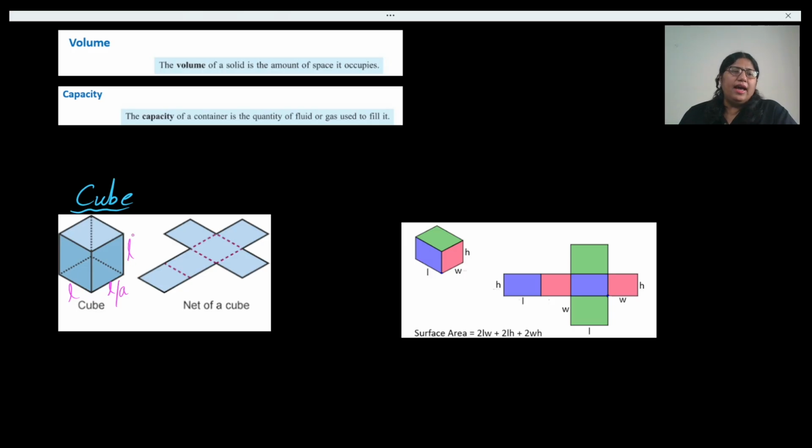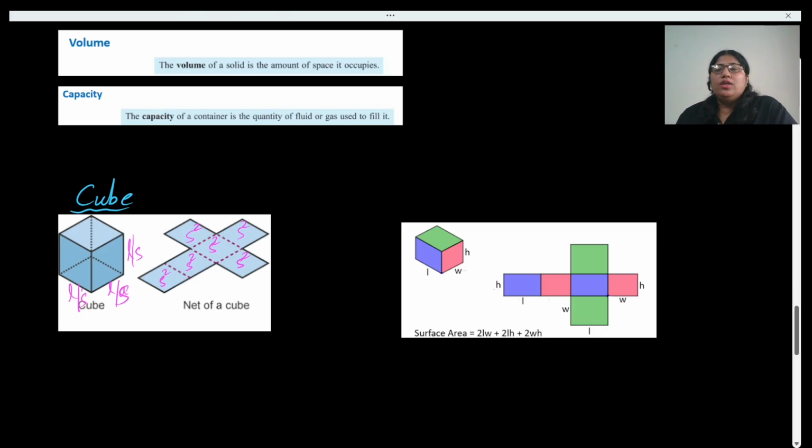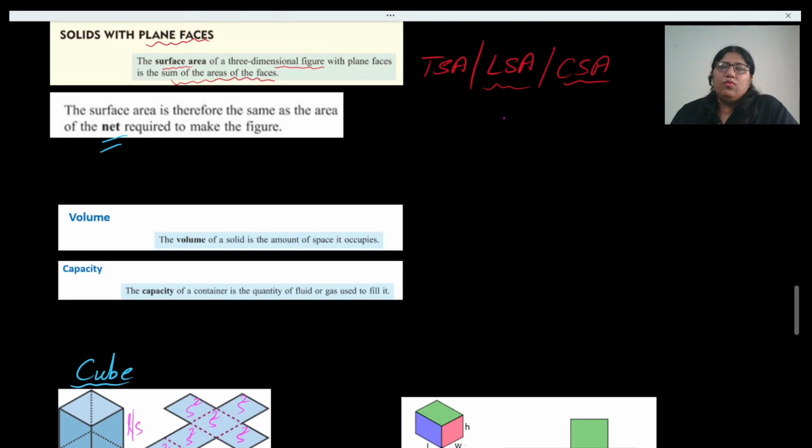Or I can take it as S, S and S here. Because each face is a square, it will become S square, S square, S square, S square, S square and S square. Whenever we calculate the total surface area, we add the area of each of the 6 faces. That is the total surface area. Then what will be the lateral surface area?